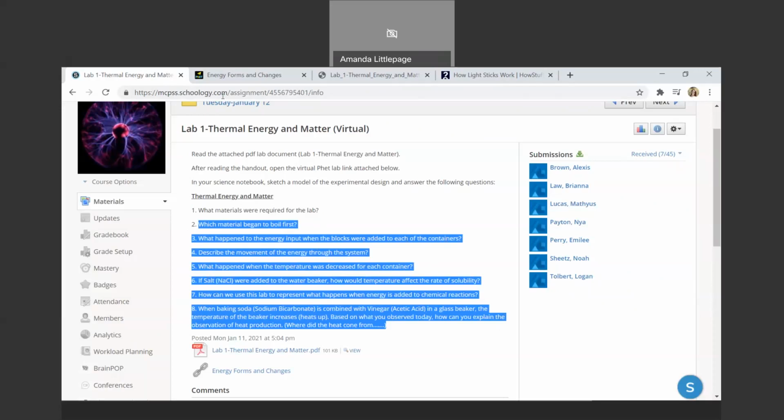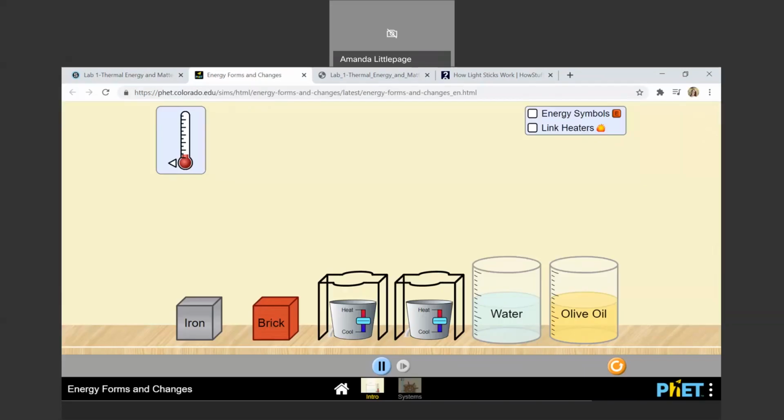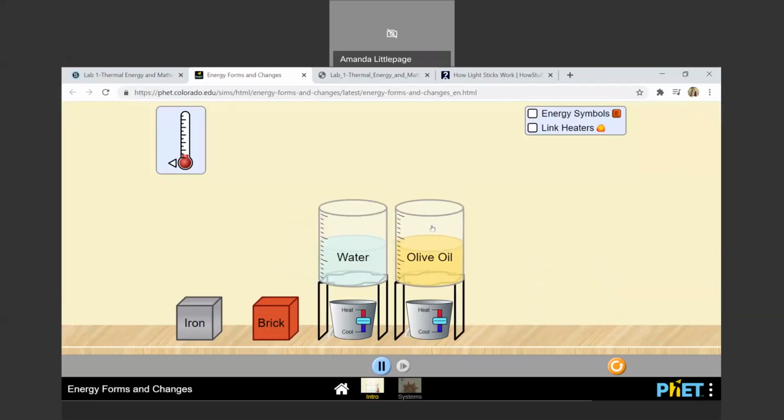Okay, so now that we've looked at those, let's go ahead and work through the lab. The first thing I want you to do is put your beaker of water and your beaker of olive oil up on the burners. You will also need to add a thermometer to each container so we can record or monitor the temperature. Then you can click energy symbols and link heaters. This way we can observe changes in temperature simultaneously.